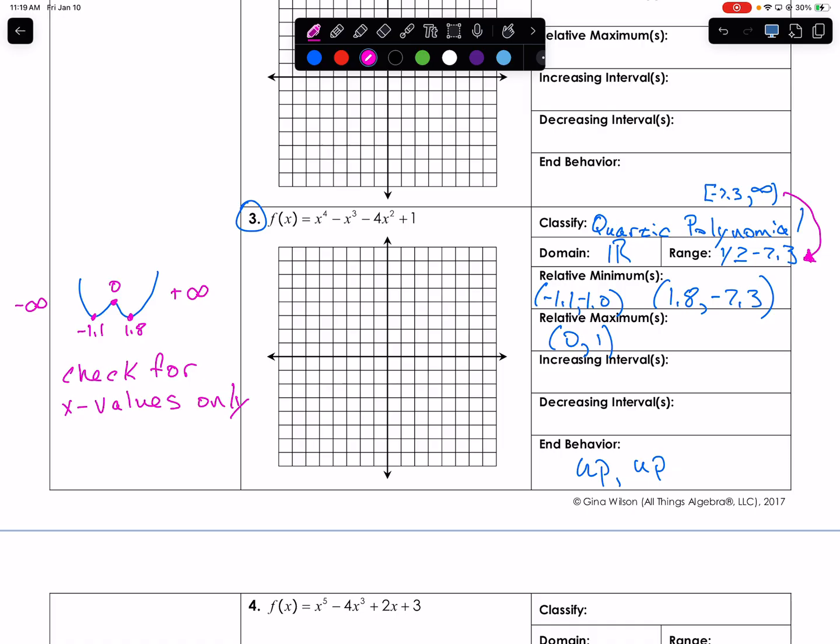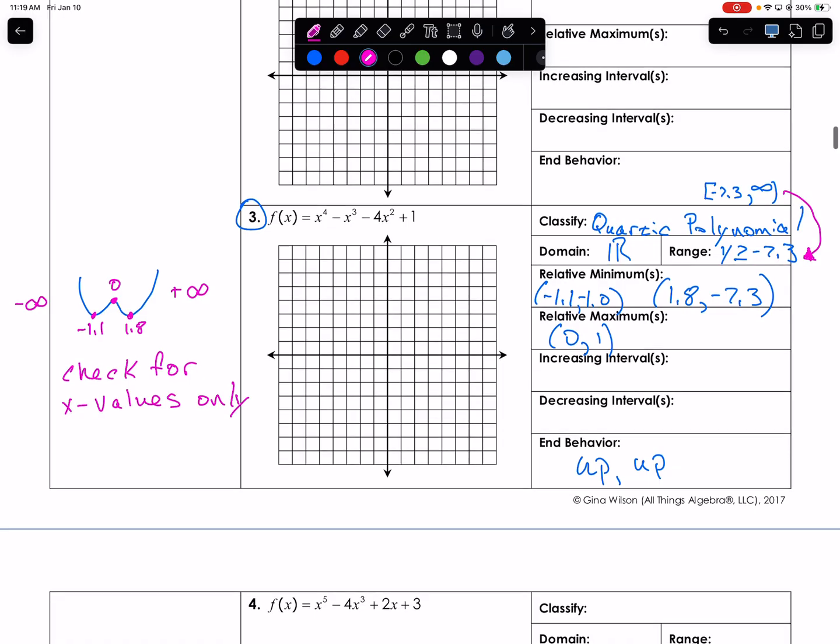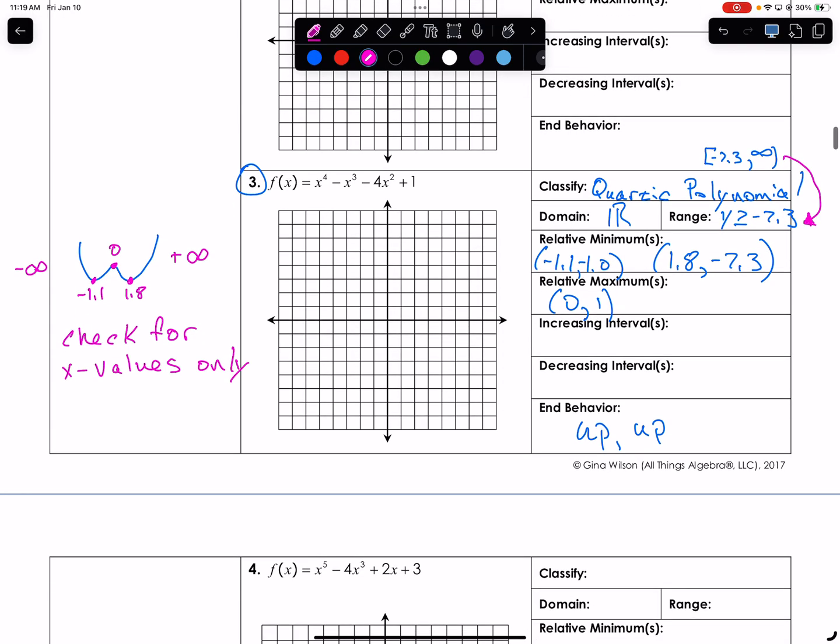Okay? So what's our first interval? Is it increasing or decreasing? Decreasing from what to what? Negative infinity to negative 1.1. What's our next interval? Increasing or decreasing? Increasing from where to where? Negative 1.1 to 0. He's like, damn it, right?